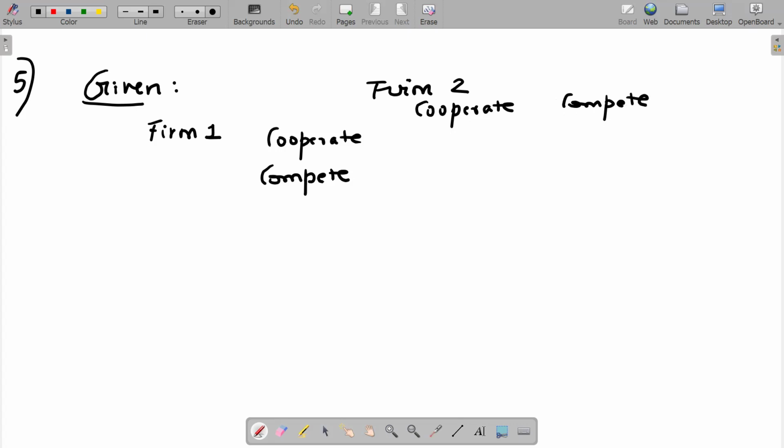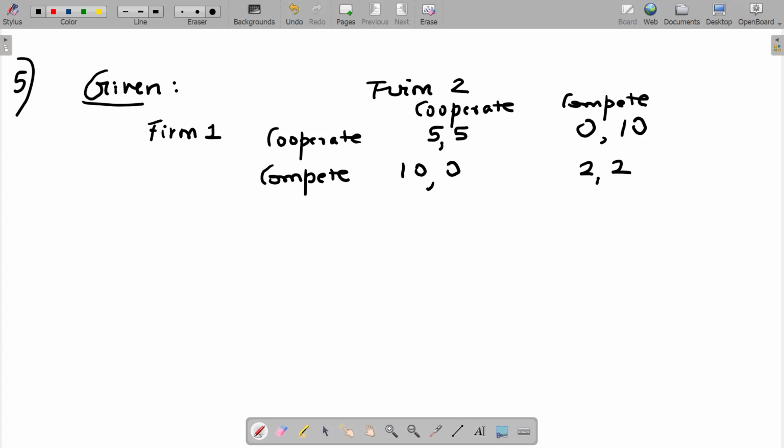If both of them cooperate, they earn 10 crores, which are divided equally. If both of them compete, they earn 4 crores, which is divided equally, 2-2. If one of them cooperates and the other one competes, the competing guy gets 10, the cooperating guy gets 0.